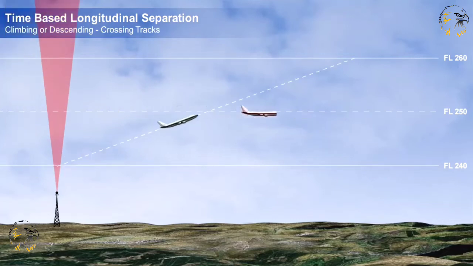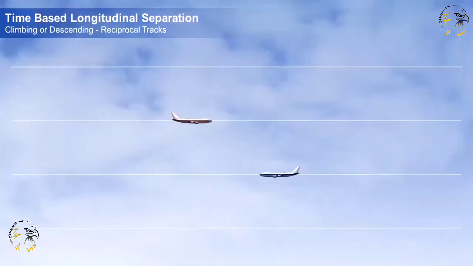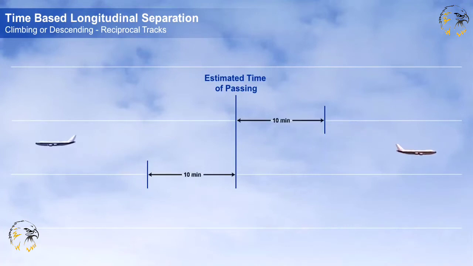For climbing and descending aircraft that are crossing tracks, and vertical separation does not exist, the standard separation is 15 minutes, unless frequent updates of position and speed are obtained, in which case the separation may be reduced to 10 minutes. Where lateral separation is not provided, vertical separation shall be provided for at least 10 minutes prior to and after the time the aircraft are estimated to have passed. If it has been established that the aircraft have indeed passed, this minimum does not apply.